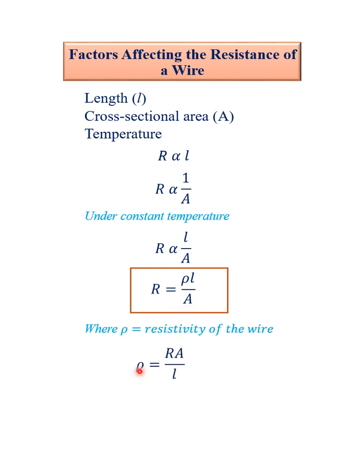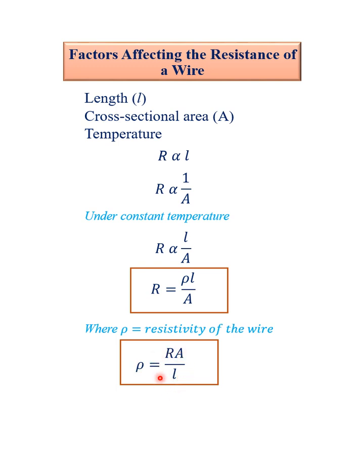If we make ρ subject of the formula from this equation, it becomes resistivity equals RA all over L, which means that the resistivity of a wire is equal to the product of the resistance times the cross-sectional area divided by the length. This is also an important formula to take note of.